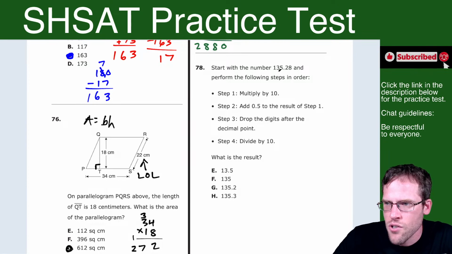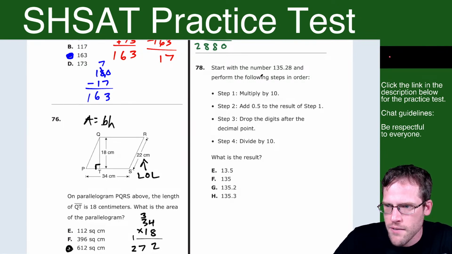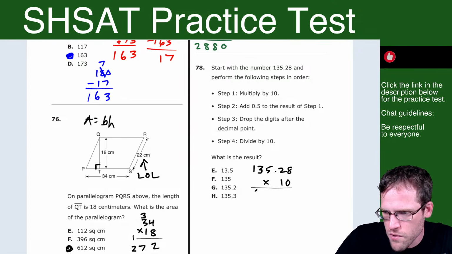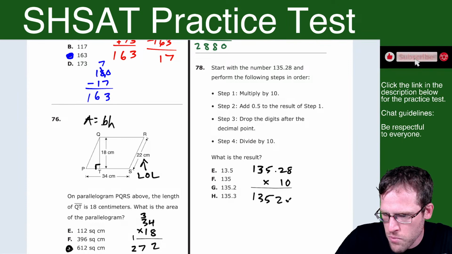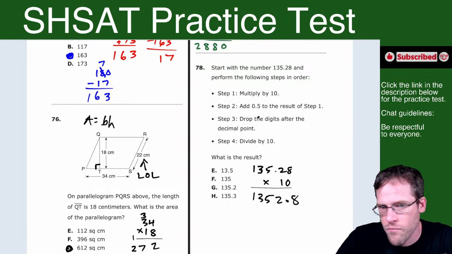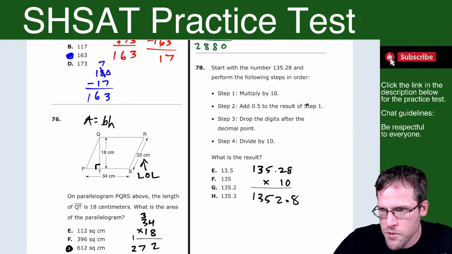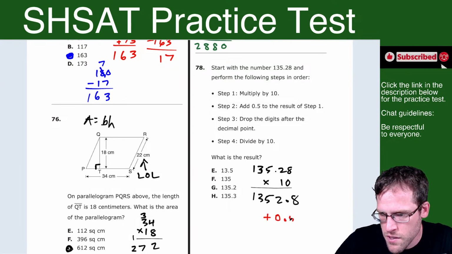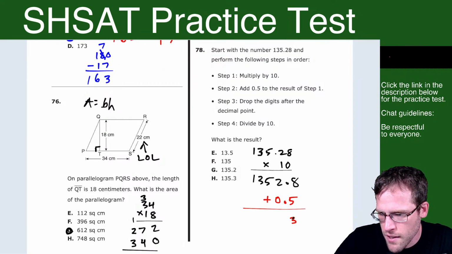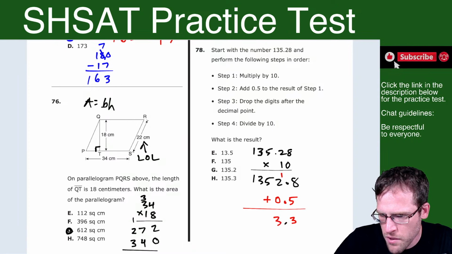4 steps. Start with this number and perform the following steps in order. Multiply by 10. Okay, so after step 1, if I do 135.28 times 10, just know that moves the decimal 1 place over. So that's 1352.8. Add 0.5 to the result of step 1. So now the step 2, I'm doing plus 0.5. And that's going to give me 13. I carry the 1. That's going to give me 3.